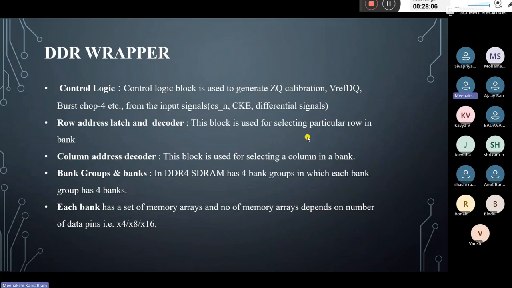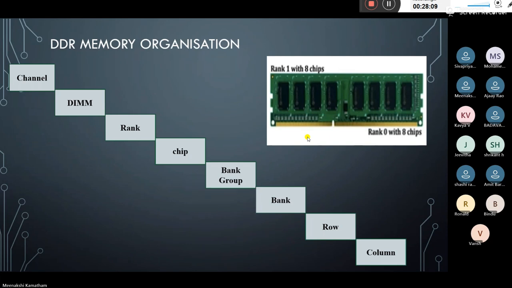Control address, column. See here, right now, those are all the basics. Okay, this is the main thing.